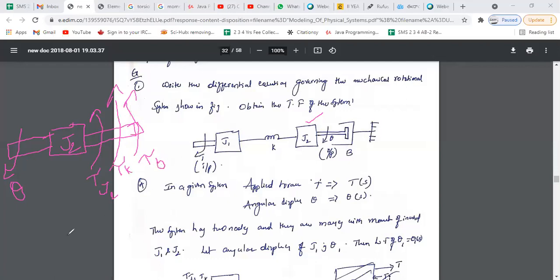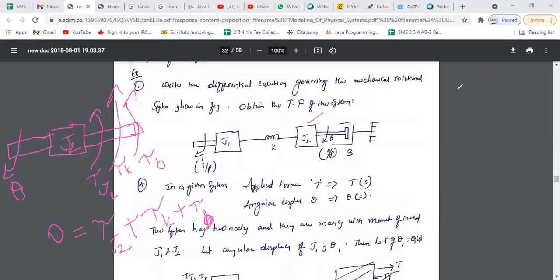Then what is the relation here? As per Newton's second law of motion, is there any applying torque? No, sir. So 0 equals the sum of opposing torques: tau J2 plus tau K plus tau B.